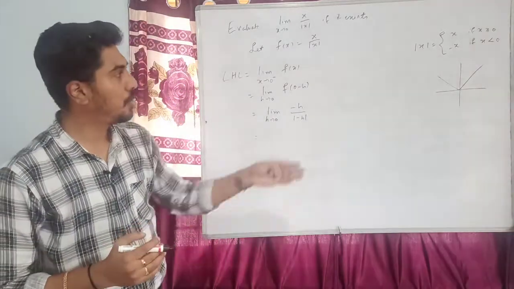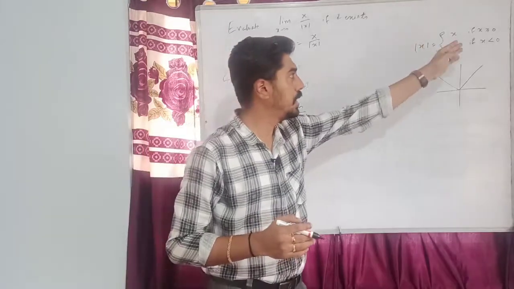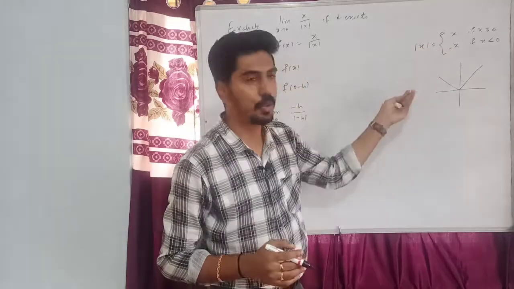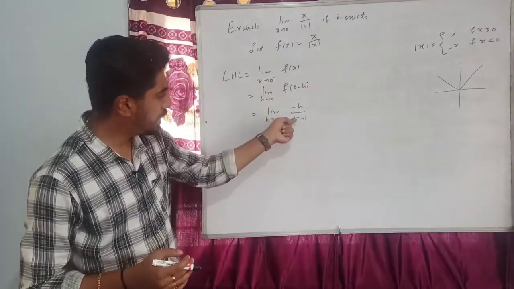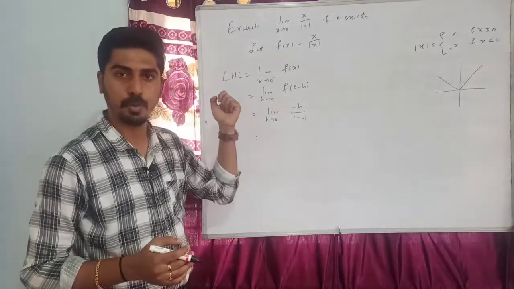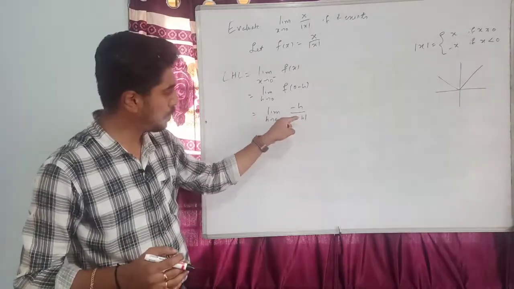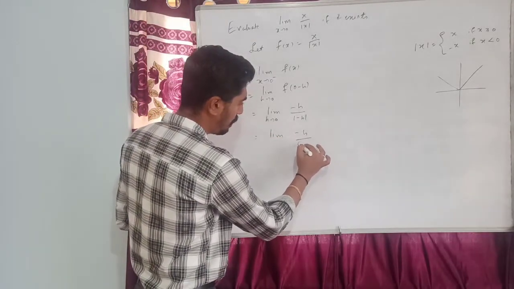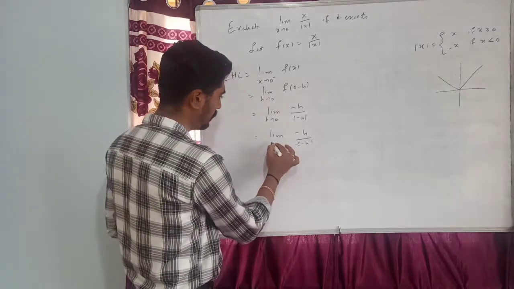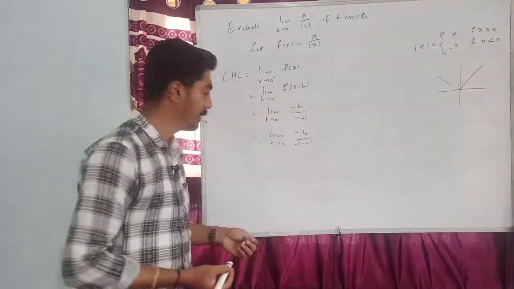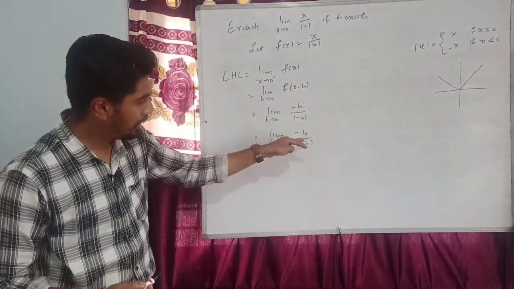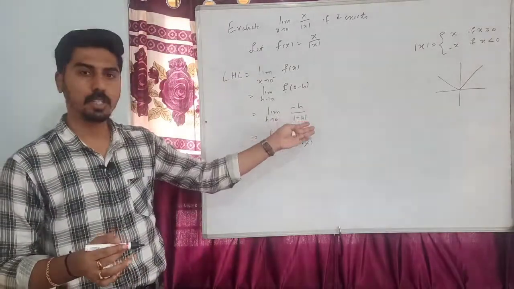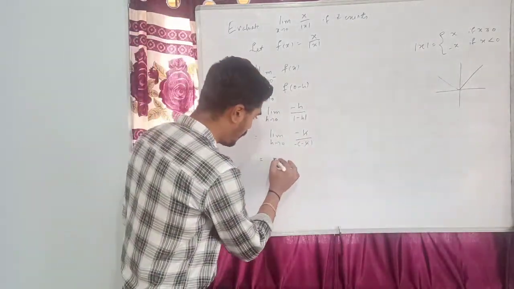Now by the definition of mod x, if it is non-negative, it is equal to x. If it is negative, it is equal to minus x. Here minus h is a negative number since h is positive. So this will be equal to minus of minus h. This is equal to limit of minus h by minus of minus h as h tends to 0. Minus into minus is plus, h gets cancelled. I get here minus 1, as limit of minus 1 as h tends to 0 is equal to minus 1.